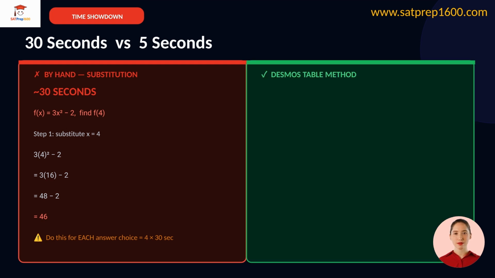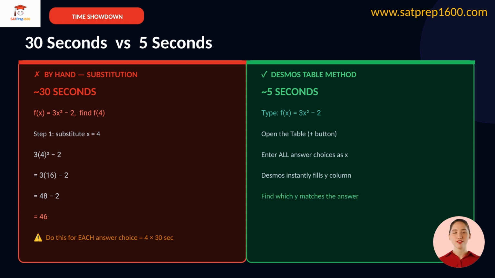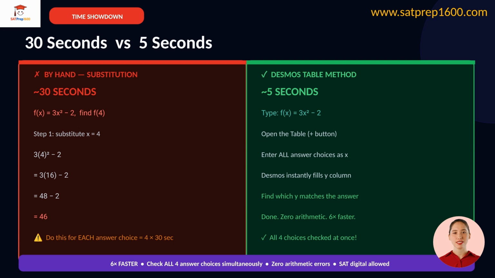On the right, Desmos table. 5 seconds: type the function, open the table, enter all 4 answer choices as x, read off the y column. 6 times faster. 0 arithmetic. And it's allowed, Desmos is built into the digital SAT. Why would you ever do it the old way?